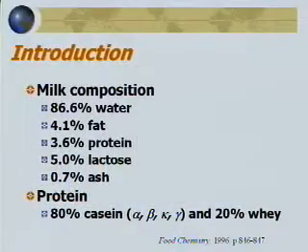Before going anywhere, we have to know our system. Most of you know that milk is basically an aqueous dispersion. Most of it is water. Milk also has fat, protein, and some sugar and minerals. Protein is the major component determining milk stability. And 80% of the proteins are casein, and the remaining 20% are whey proteins.